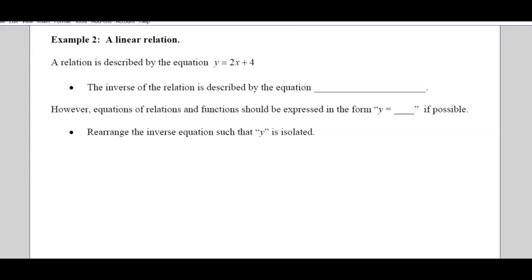Okay, now we're going to look at the specific linear relation. The equation is y equals 2x plus 4. For the inverse, you interchange x and y. Then it reminds you, however, that equations of relations and functions should be expressed in the form y equals if possible. So rearrange that so y is isolated. Solve for y.